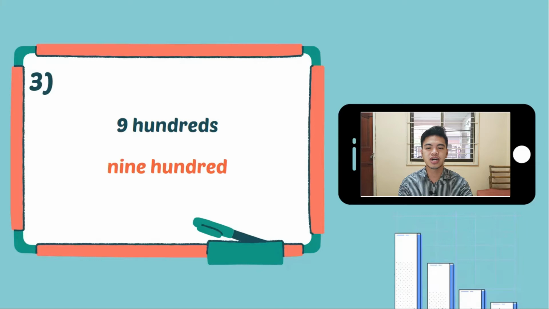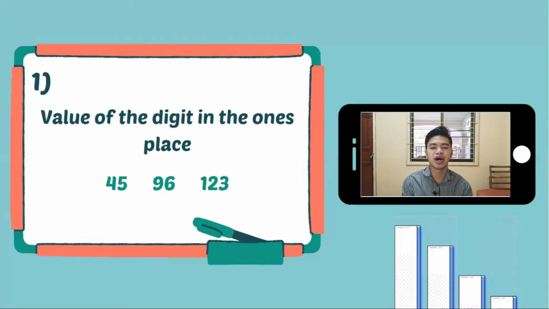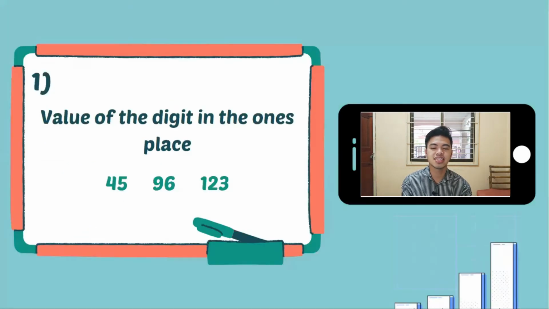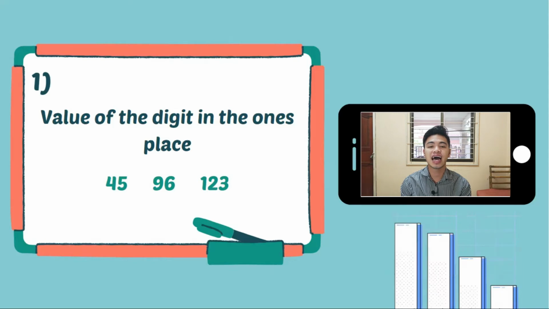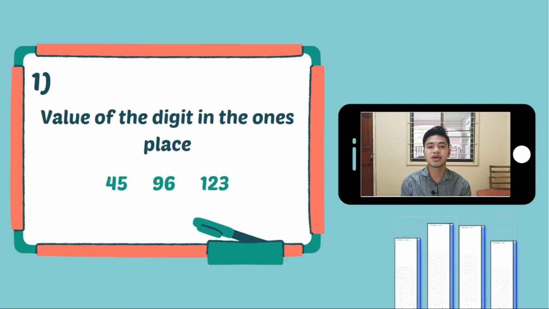So now we're going to jump to the next activity, which is we are going to circle the number with the greatest digit value. So here the place value that we are going to look at are already provided. Okay, so what we're going to decide is which is the greatest digit on that place value. So let's go. Number 1, we have 45, 96, and 123. We are going to encircle the number with the highest digit in that place value. In this case, for number 1, we're going to look at the value of the digit in the ones place.